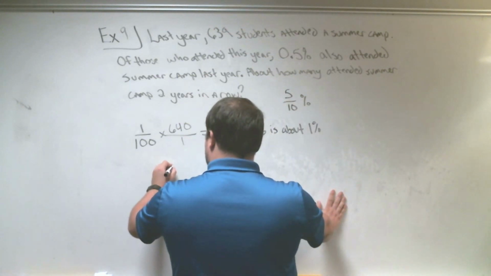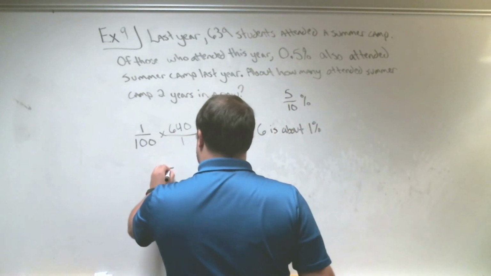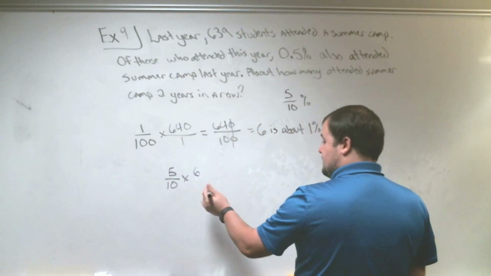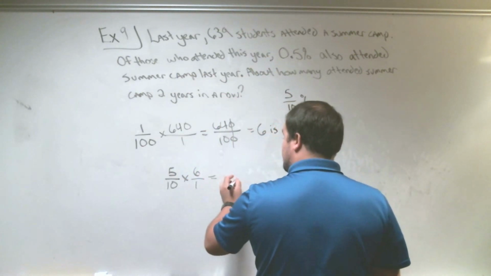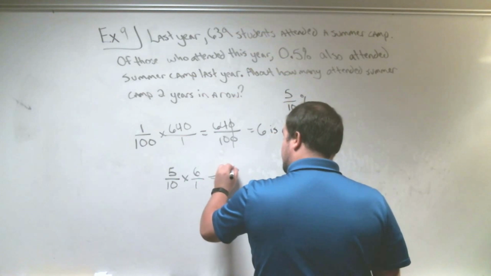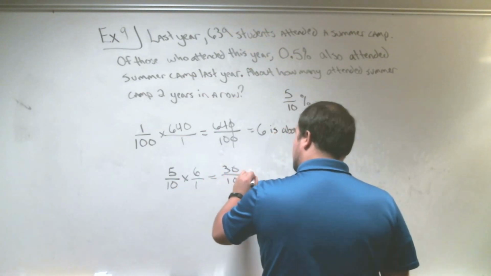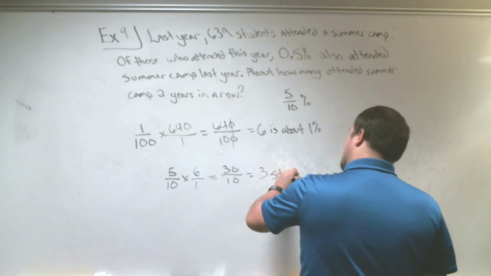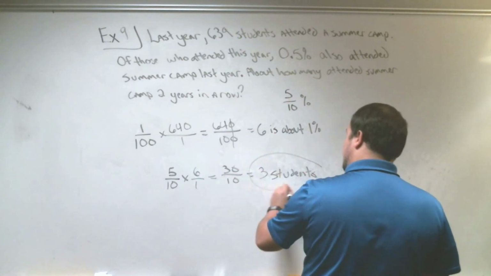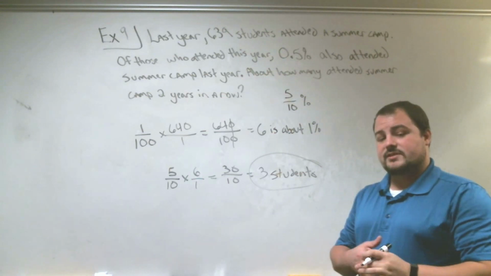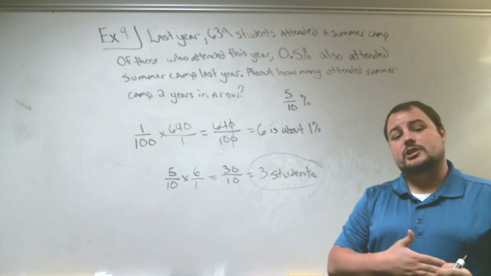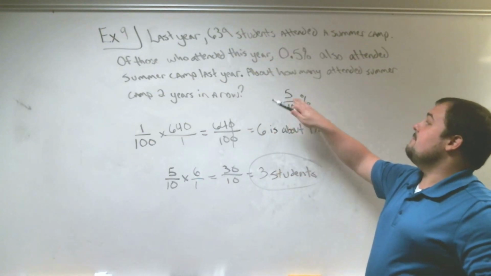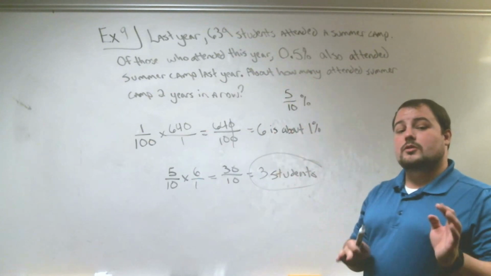Now we're going to figure out what 5/10 of that is. So 5/10 times 6, and I'm going to put 6 over 1. 5 times 6 equals 30. 10 times 1 equals 10. And 30 divided by 10 is 3. So, in retrospect, about 3 students out of 640 attended summer camp last year and this year, based on the numbers that we're getting.